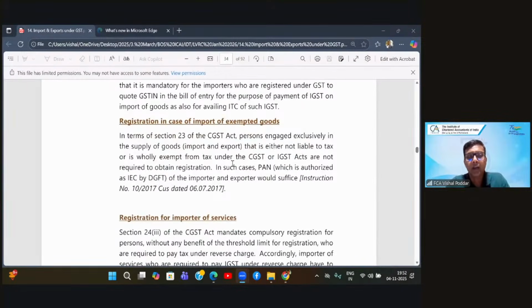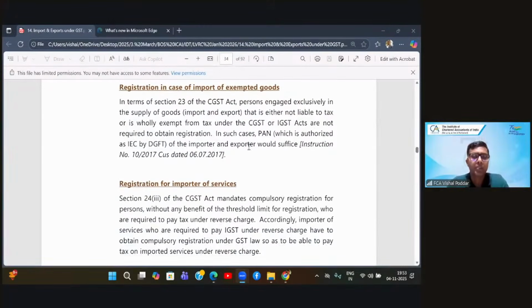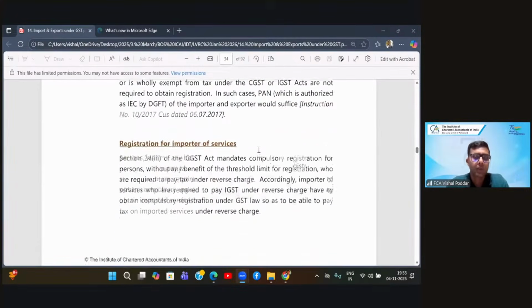Then the second part is in terms of section 23, where a person is exclusively engaged in the supply of goods, import, export, that is either not liable to tax or wholly exempt, they are not required to obtain registration. In such cases, PAN, which is authorized as IEC by DGFT, would suffice.